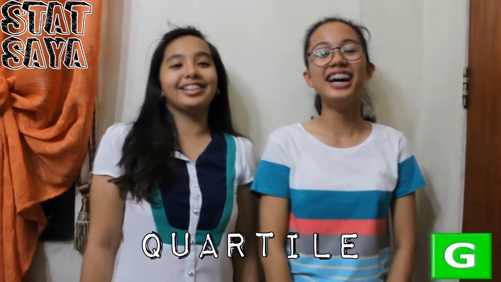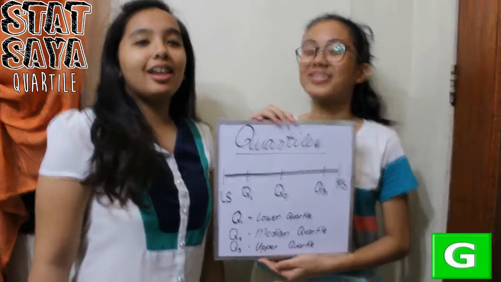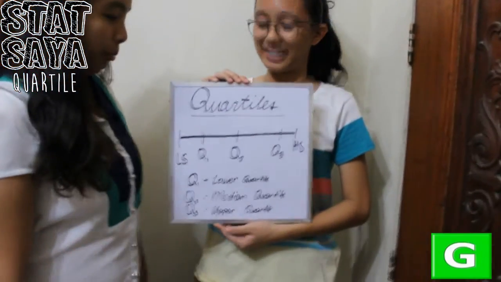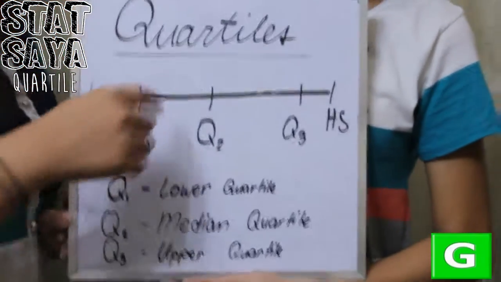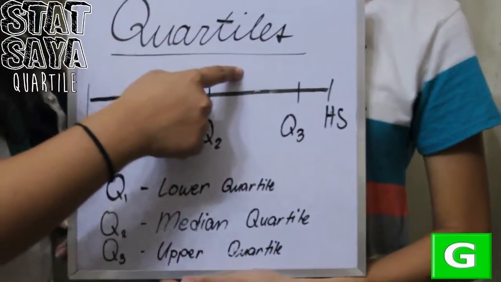The second measure of position is quartiles. Quartiles is the most widely used measure of position. This is how you illustrate quartiles. Quartiles divides the score into 4 equal parts. The first part, the second part, the third part, and the fourth part.